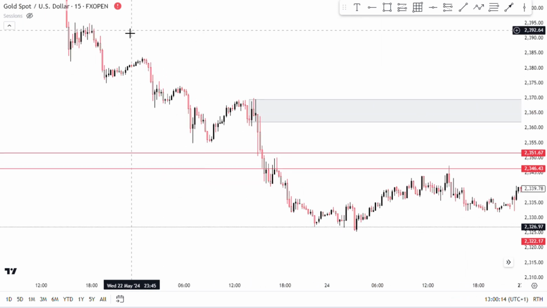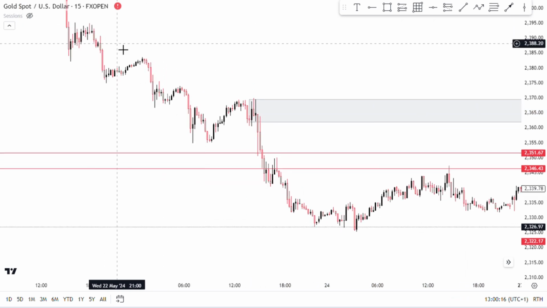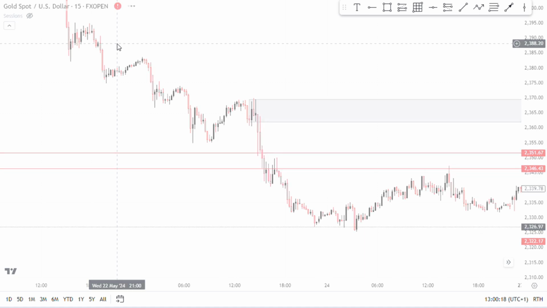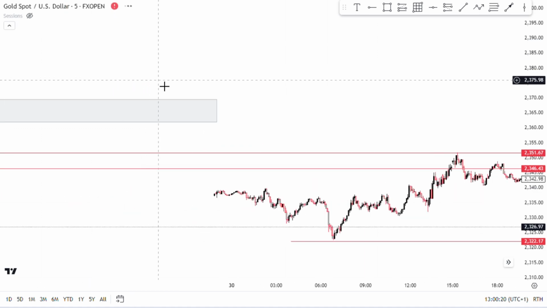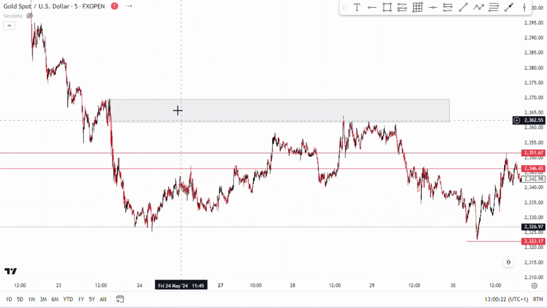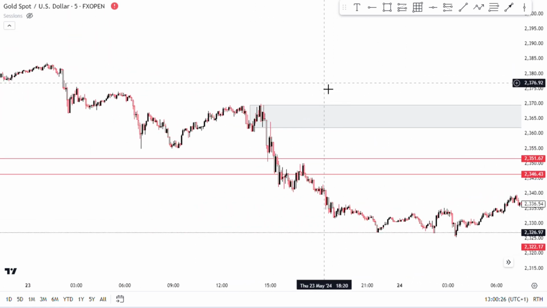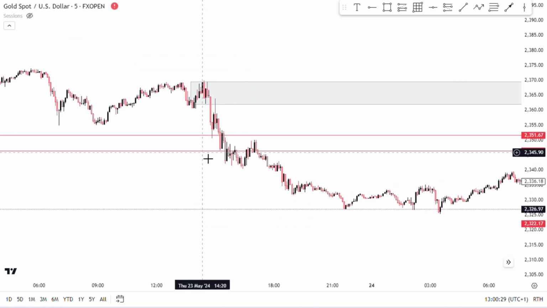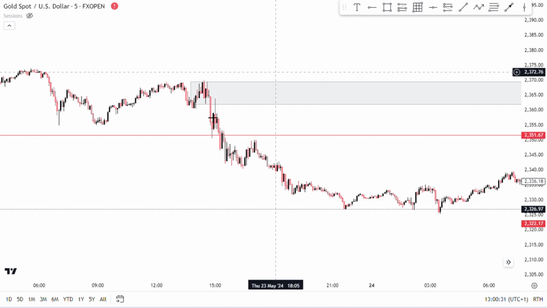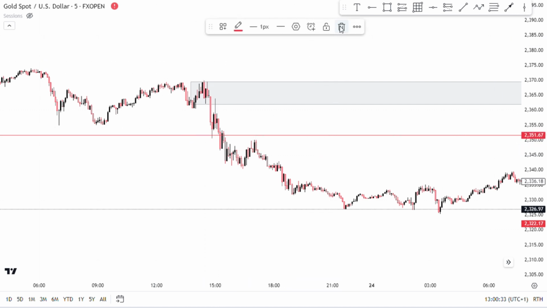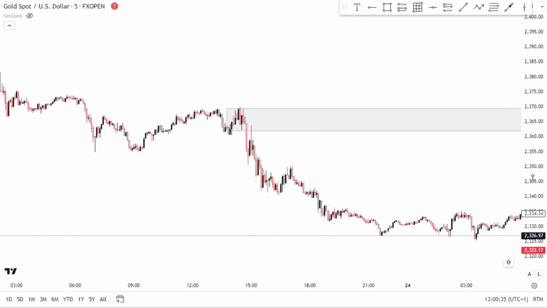So let's check this 15 minutes. Let's go down to 5 minutes. On the 5 minutes time frame, we have to analyze the market again. Okay, so on this 5 minutes time frame, we're going to delete this. You have to study the market again.